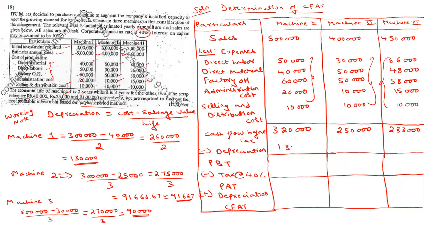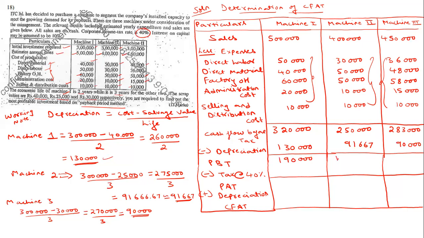Now I'll be mentioning 1,30,000 as the depreciation for machine 1 from the working note, machine 2 91,667, and for machine 3 I'll be mentioning 90,000. Now I'll have to deduct the depreciation values from the cash flow before tax so that I get the profit before tax. From 3,20,000, if I deduct 1,30,000, I'll be getting 1,90,000 for machine 1.